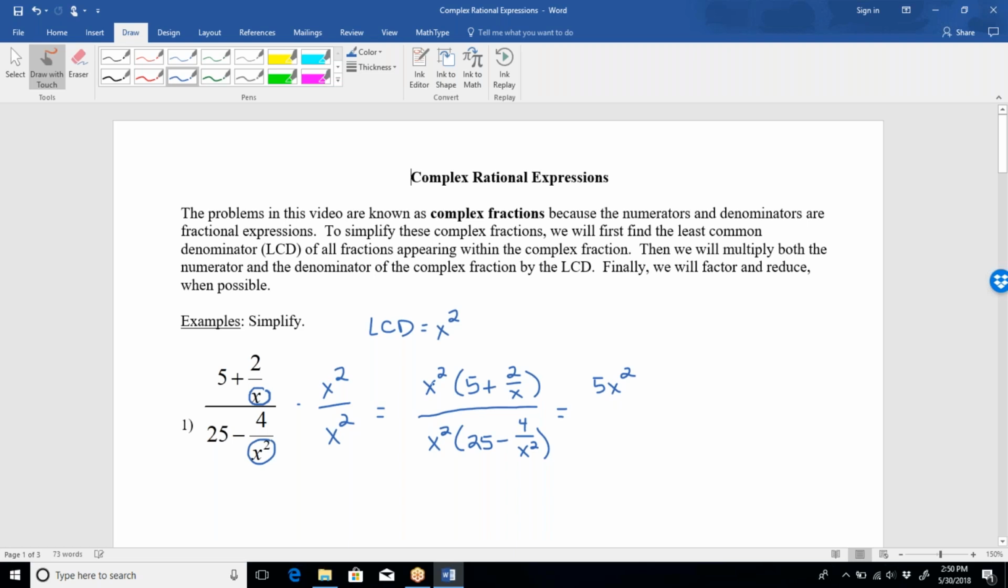This is going to give me 5x squared plus, here, let me show real quick. Okay, so what I'm doing is I'm distributing here. Same thing, I'm going to distribute down here as well. I'll just kind of show that there.